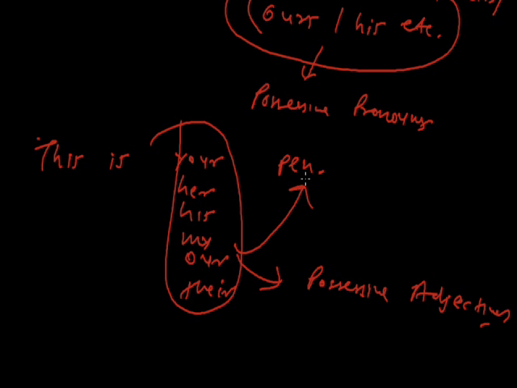But if the pen is after them, then they are possessive adjectives because they modify a noun, pen. So this is your pen, her pen, his pen, my pen, our pen, their pen. These are possessive adjectives. So you know the difference between the two now? Or you do not? You do. Good.